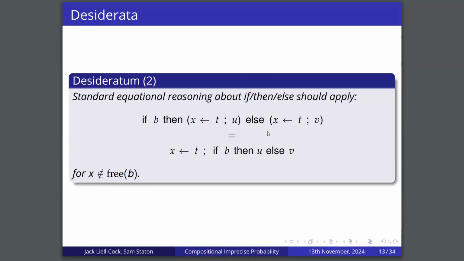So it shouldn't matter whether we run this let binding before or after, as long as the let binding within each of the branches is the same. Because in the end, one of the branches will execute, so it doesn't matter if this happens before or after. Cool. Okay.